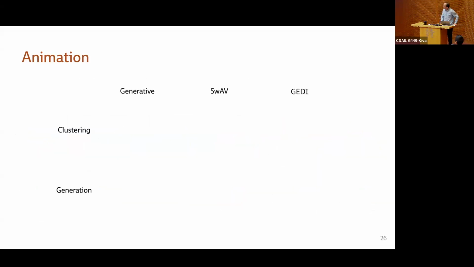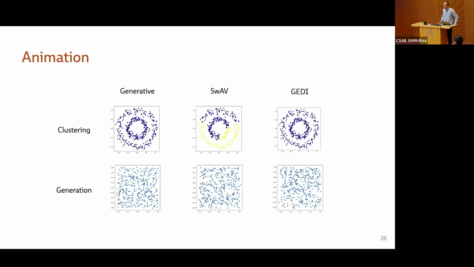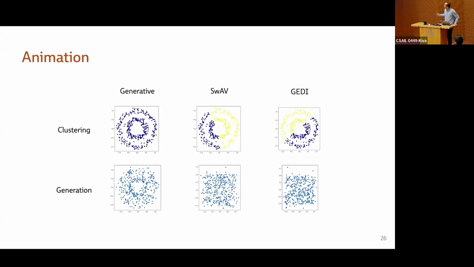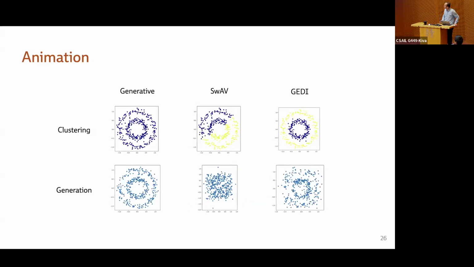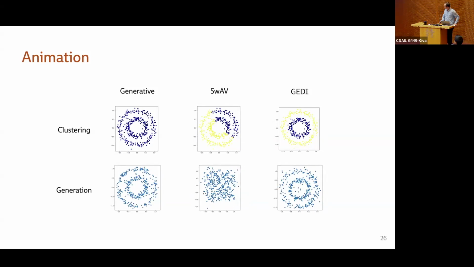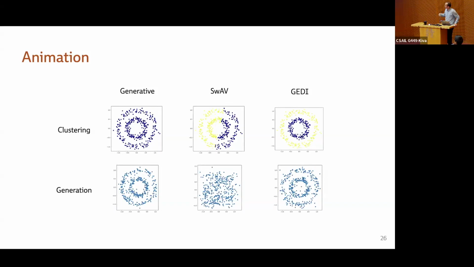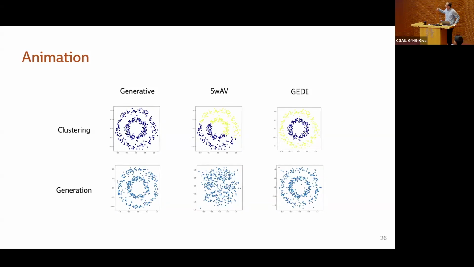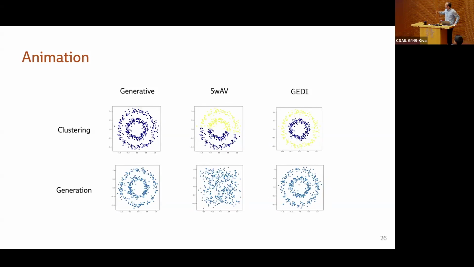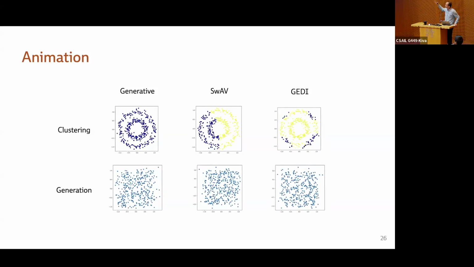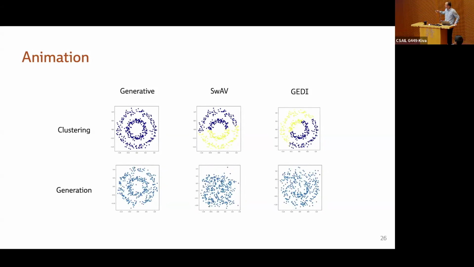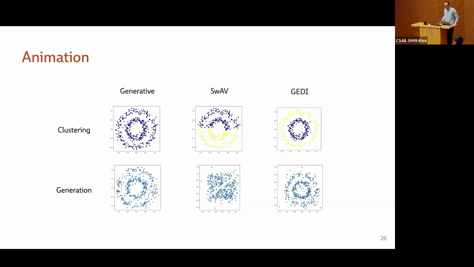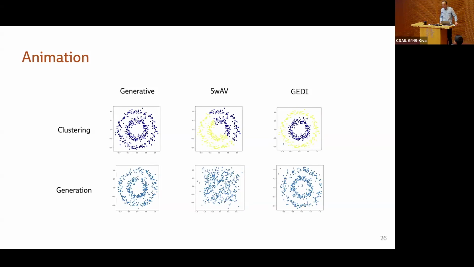So we can show some animation of a generative approach, a clustering approach, and ours, with respect to clustering and generation. Here you can see qualitatively what's going on. After training, only our model enables you to perform clustering as well, generate the underlying data, and visualize the distribution that the model has learned.